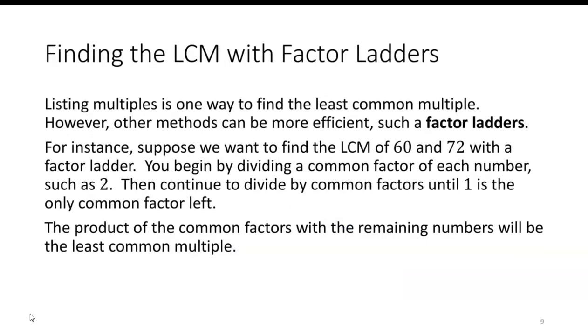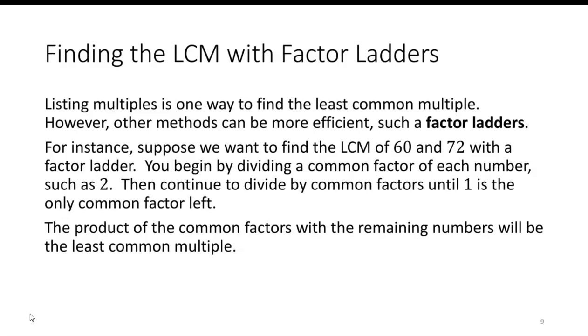Listing multiples is one way to find the least common multiple. So that was one way we can do this. There are other methods that are more efficient, such as my personal favorite, the factor ladders. For instance, suppose we want to find the least common multiple of 60 and 72 with a factor ladder.